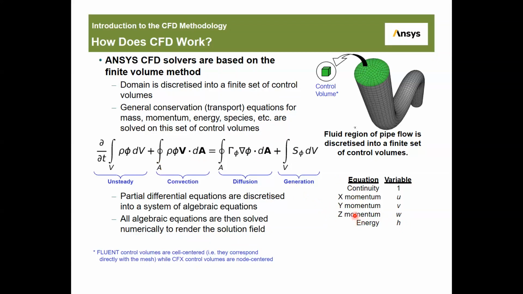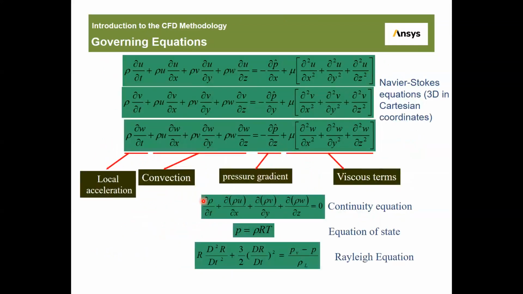Actually the x, y, and z momentum is one equation. But since we have three dimensions, you have x, y, z. For two dimensions you only have x and y momentum, right? So this one we will discretize into a system of algebraic equations, like the ones you use in MATLAB, and like the ones you use in matrix. They will be discretized into matrix form, right?